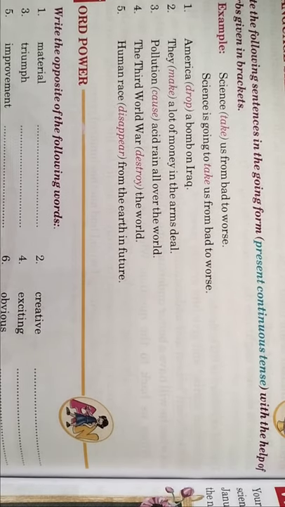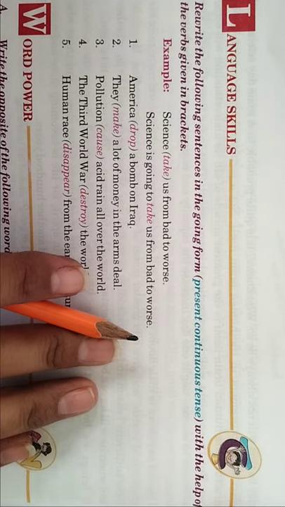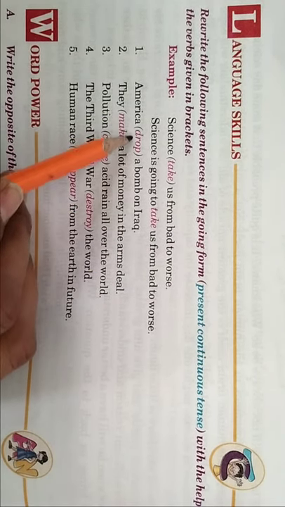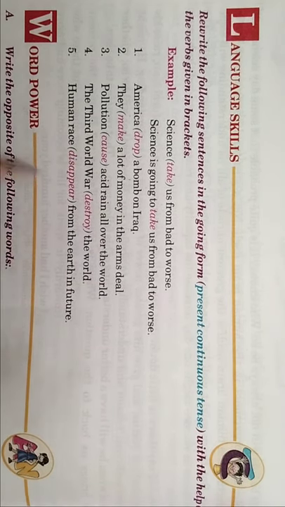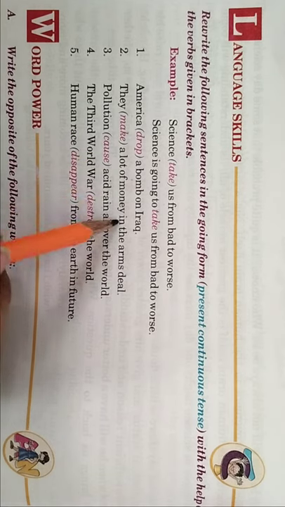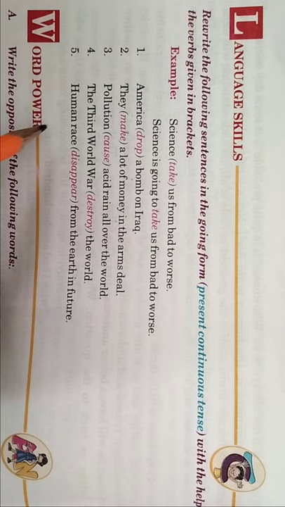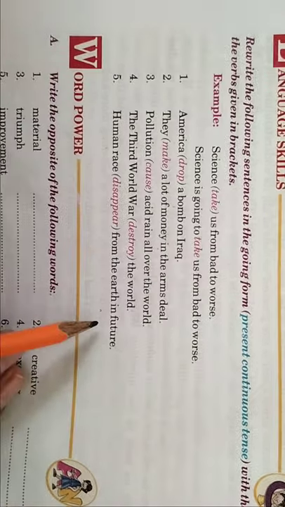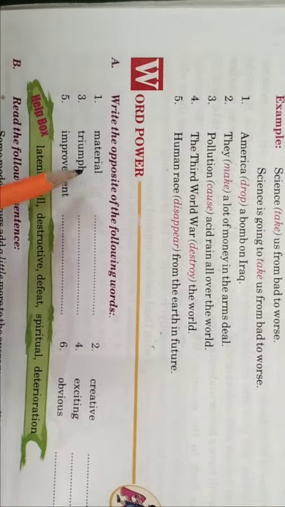Rewrite the following sentences in the going to form, with the help of verbs. Science takes us, going to take us. America drops a bomb. America is going to drop. They are making a lot of money. Pollution is causing. The third world war is destroying. The human race is disappearing from the earth in future. I'm just telling you to do it yourself. Write the opposite. Find it yourself, okay?